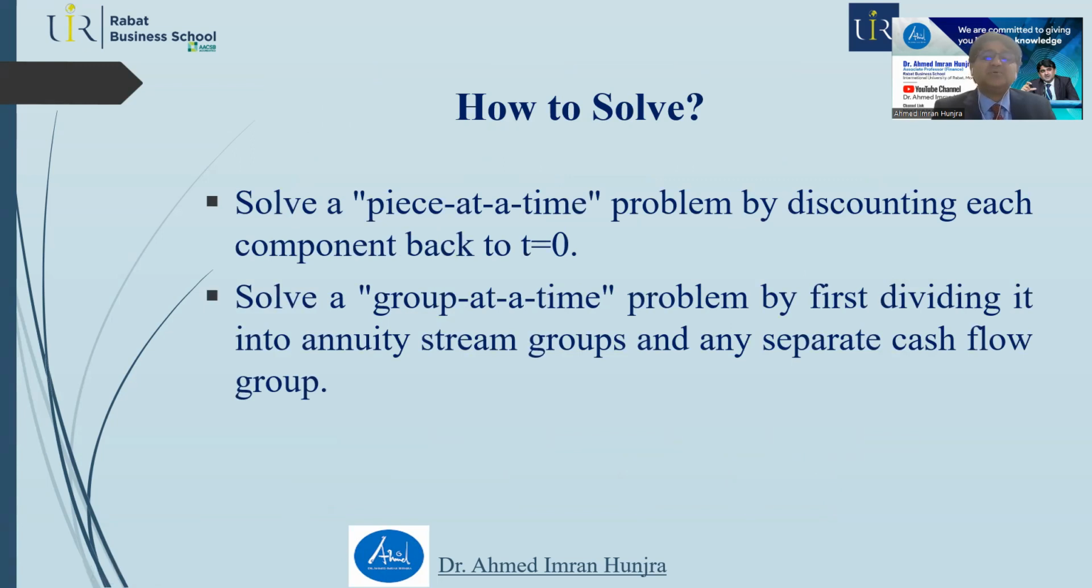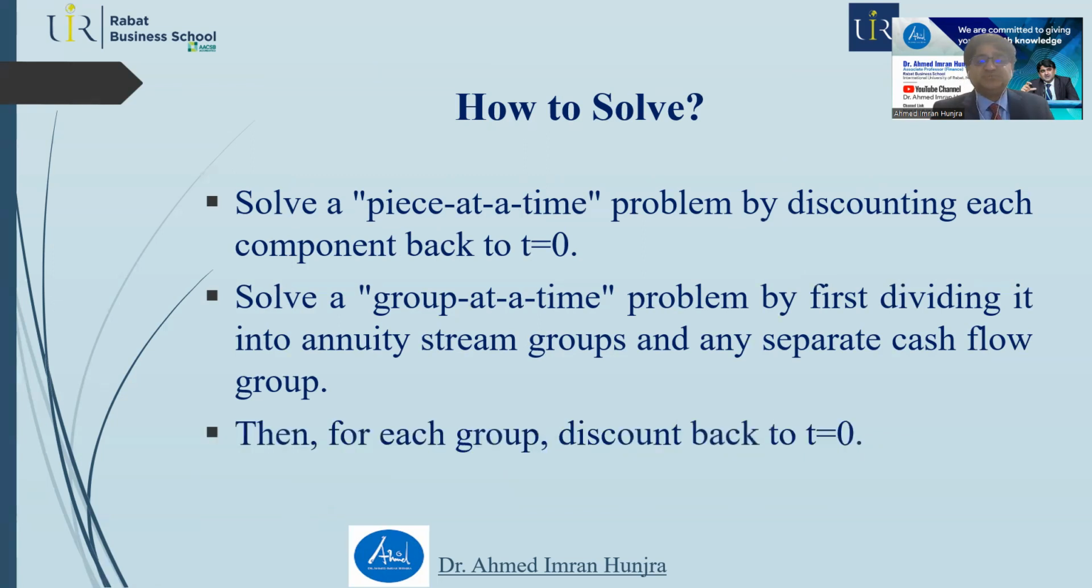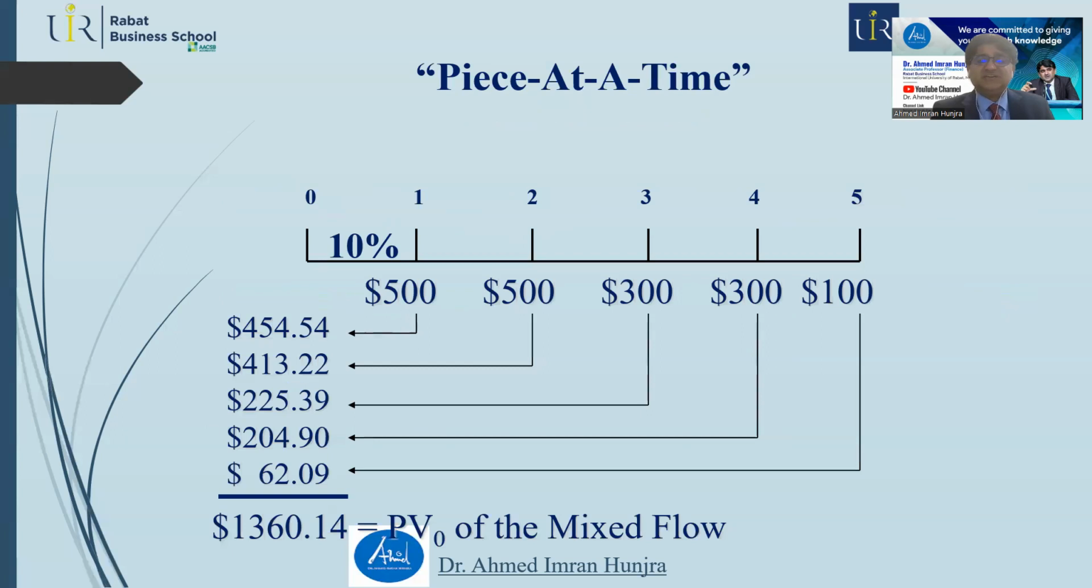If we are talking about a group, it means we have more than one equal payment. If we have more than one equal payment, that leads us to an annuity. If the payments are made at the end of the time period, that is an ordinary annuity. If the payments are made at the start of the time period, we name it an annuity due. So for each group, discount to zero, as already explained.